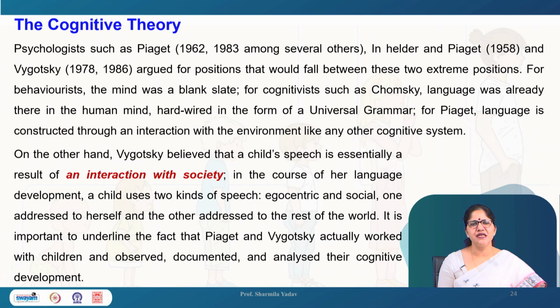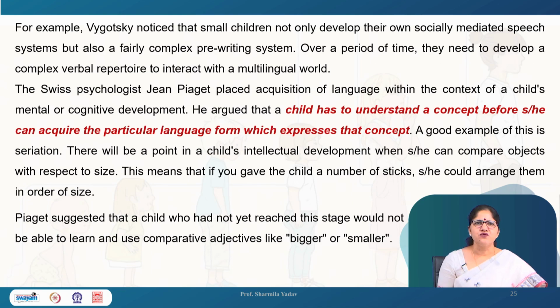On the other hand, Vygotsky believed that a child's speech is essentially a result of an interaction with society. In the course of her language development, a child uses two kinds of speech, egocentric and social, one addressed to herself and the other addressed to the rest of the world. It is important to underline the fact that Piaget and Vygotsky actually worked with children and observed, documented, and analyzed their cognitive development. For example, Vygotsky noticed that small children not only developed their own socially mediated speech systems but also a fairly complex pre-writing system. Over a period of time, they need to develop a complex verbal repertoire to interact with a multilingual world.